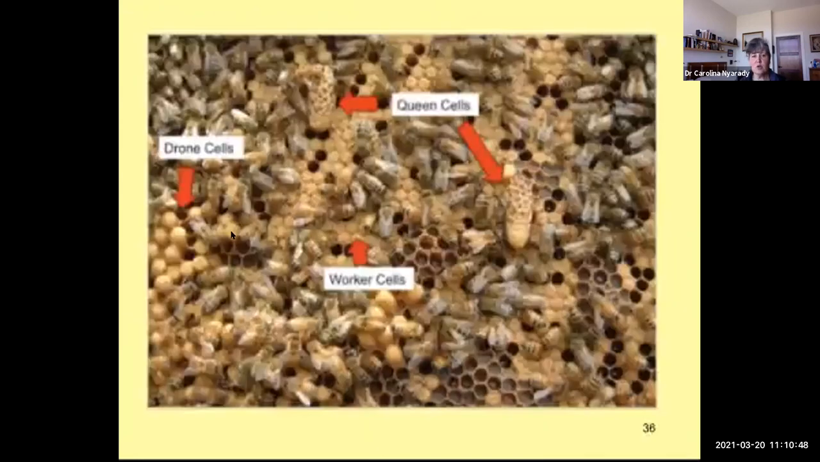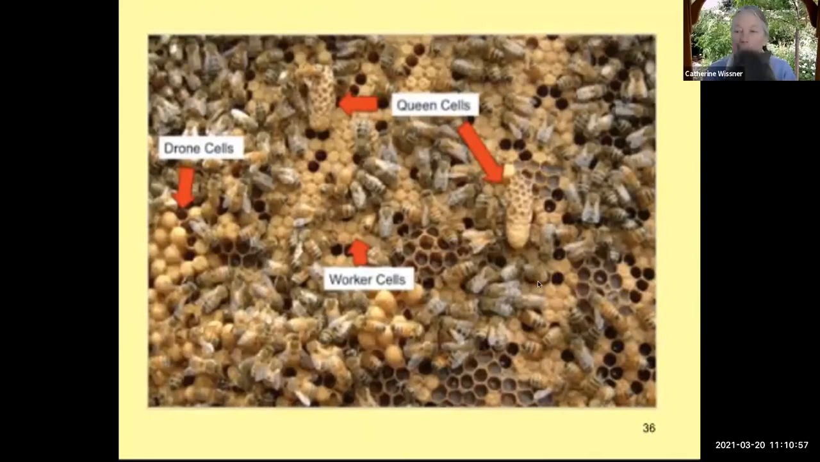So let's look at this more closely as to what you might find in a hive, right? So here you see worker larvae, worker pupa, sorry, being developed. Here you can see some drones, right? Nice bullet shapes within this section of comb. You see some drones over here as well.